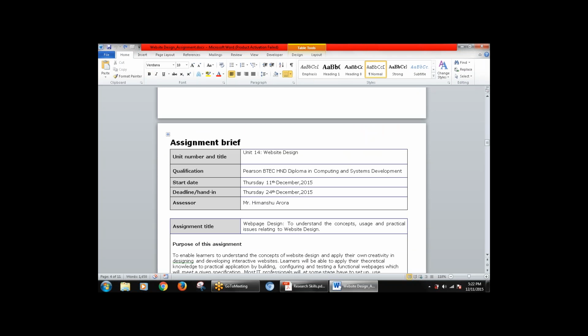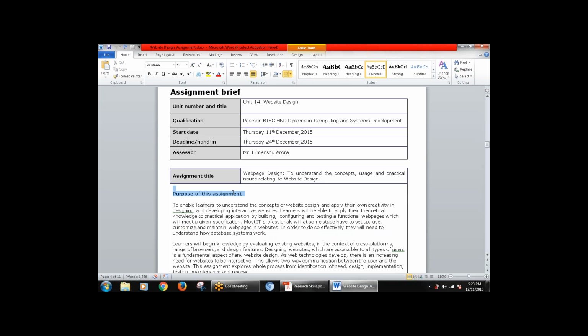Then next is the assignment brief, that is the next page, the assignment brief page. In this, there is a unit number, that is 14, and a title, that is website design. Then the qualification, start date, and deadline, that is the hand-in date. And then the assessor name, that is Himanshu Arora, that is my name. The assignment title is to understand the concepts, usage, and practical issues related to website design.